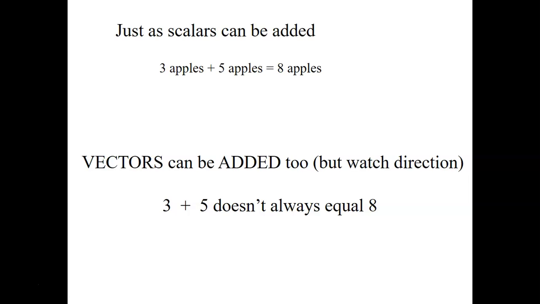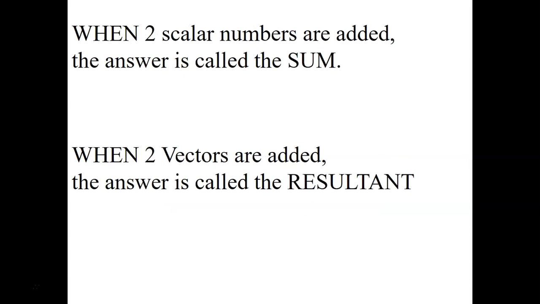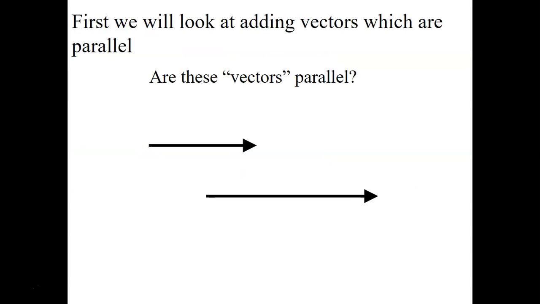Okay. So we can add scalars. 3 apples plus 5 apples equals 8 apples, and we can also add vectors. But 3 plus 5 won't always equal 8. Only in certain situations does it equal 8. You might say, how can that be? Well, I'll show you. When we add two scalar numbers, the answer is called the sum. When we add two vectors, the answer to our addition is called the resultant, which you should recognize from the book reading. I'm sure they talked about the resultant.